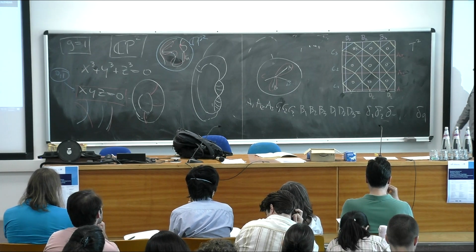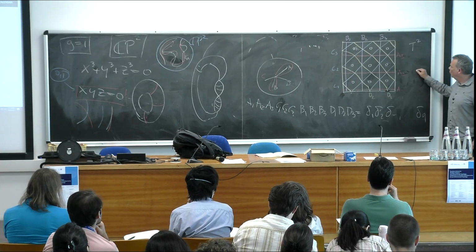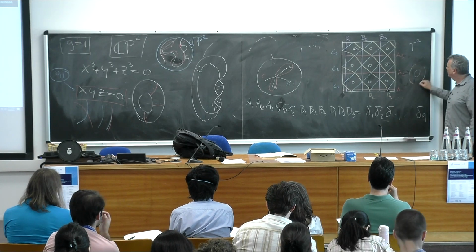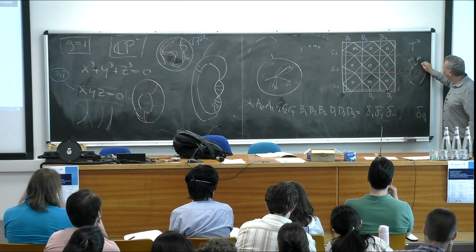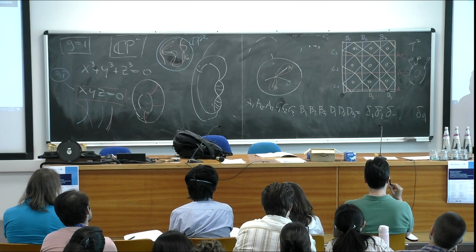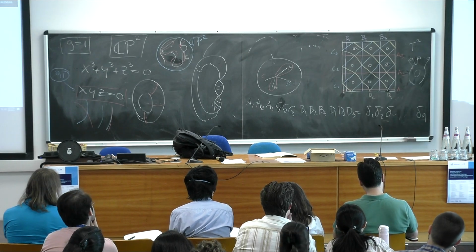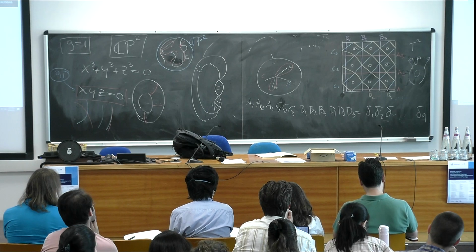But this is a relation that takes place on the torus with exactly 9 holes. I'm not going to draw the 9 holes, but you have 9 holes. What it means is that this works in this submanifold.